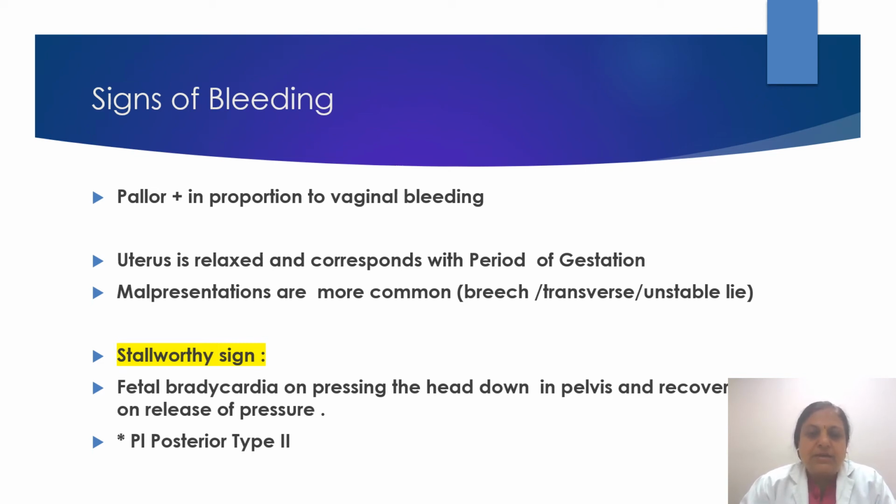What is Stallworthy sign? Fetal bradycardia on pressing the head down in the pelvis, and it recovers on release of the pressure. This is because of the compression of the placenta by the fetal head, and this is specific to placenta previa posterior type 2. So Stallworthy sign is positive in the placenta previa posterior type 2 variety, which is a major degree of placenta previa.